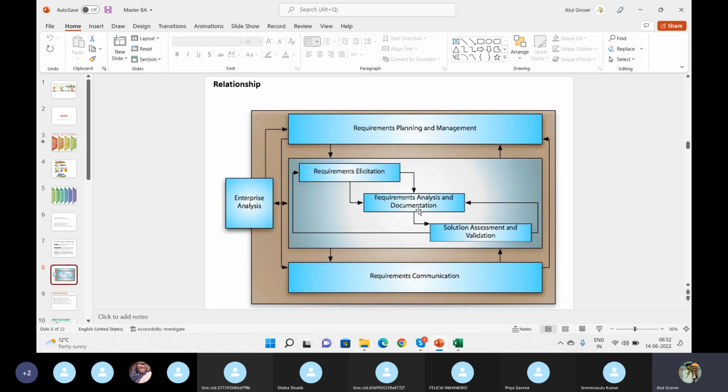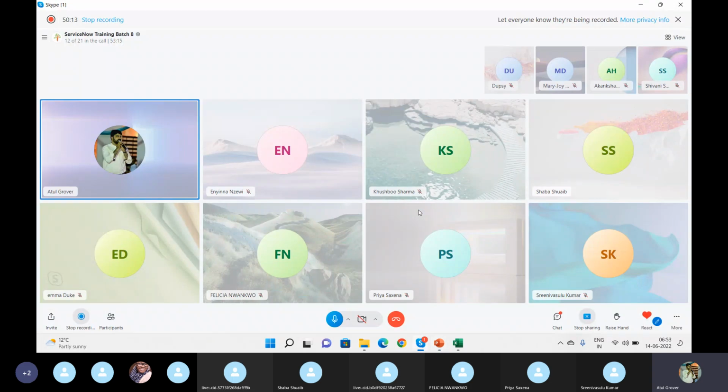So I start analyzing that part. I will see whether this requirement is valid or not. I'm asking, Ima, why do you want to attend the training? She said, Atul, I want to go to the moon after this training. How will this be relevant to me?